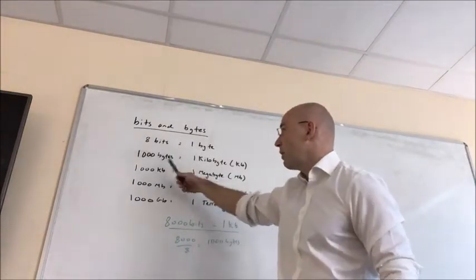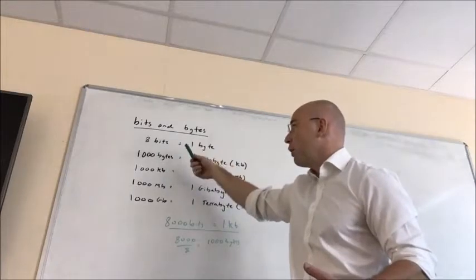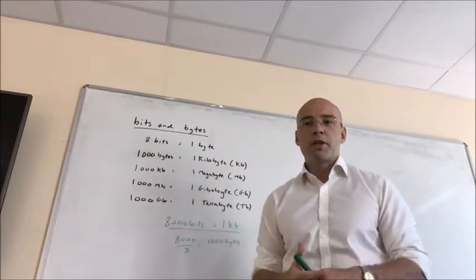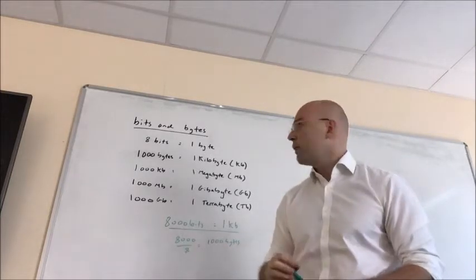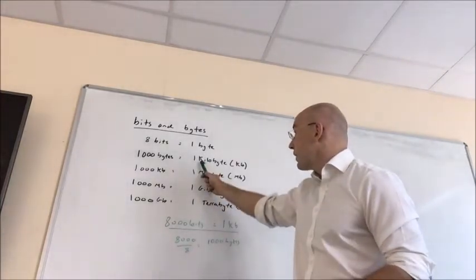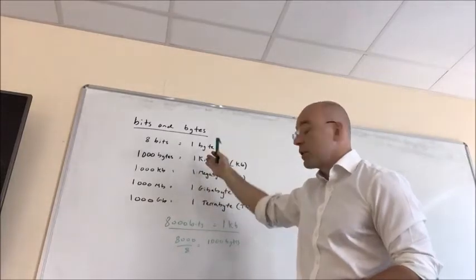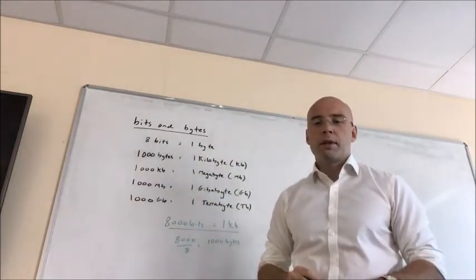Obviously, it's just either dividing or multiplying by 1000 or by 8, according to what the question is actually asking. Just make sure you read the question properly, that you're giving the correct answer as to whether it's kilobyte, megabyte, and so on. Just make sure that you are doing that correctly.